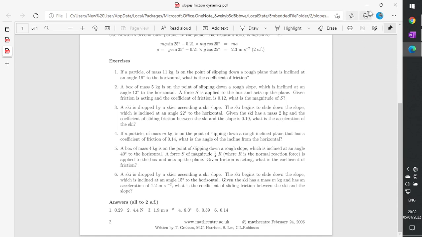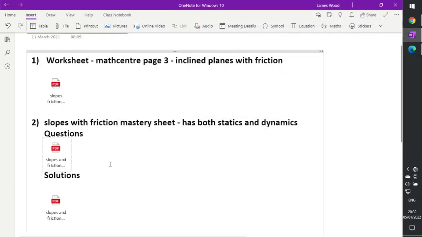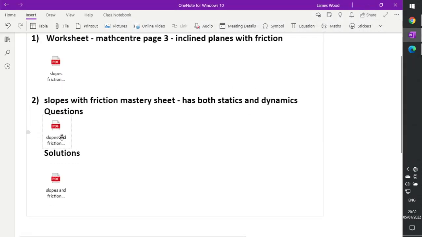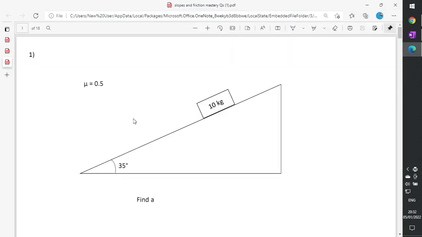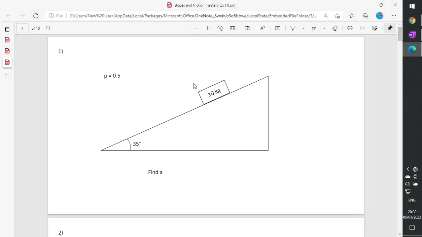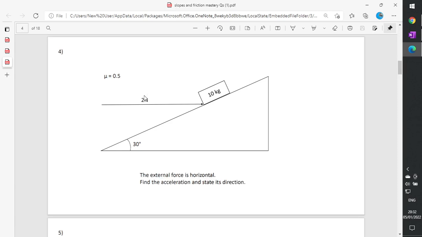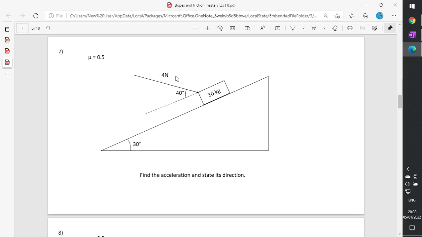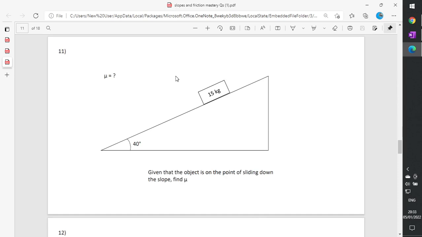Okay. Now the other sheet that I want you to have a go at, which is a bit longer, is just called Slopes of Friction Mastery Sheet. Now this is a sheet that I made myself to try and get students to practice basically all of the different scenarios that could happen with friction and a slope. So it starts off pretty easy, but gradually it gets more complicated. So there's extra forces, forces at angles, forces at slightly more difficult angles, different things to work out.